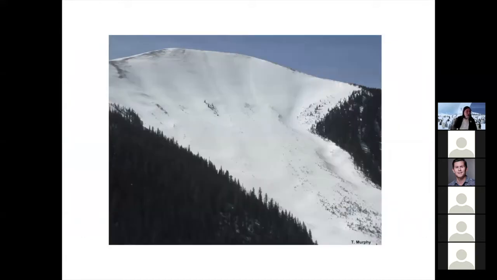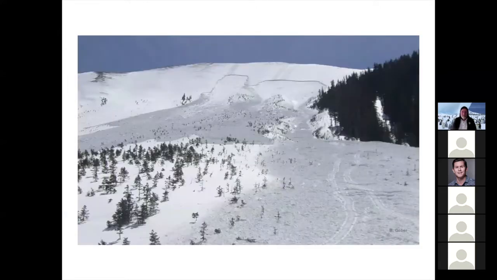Another Colorado one here. We've got some nice looking tracks set there. These were some people who went ahead, they skied this, they dug a pit, they thought everything was good. And the next day, it looked like this. You can still see the tracks on the top section there. This was remotely triggered by a snowmobiler on these tracks down here. Snowmobile is a bigger trigger than a skier often is.